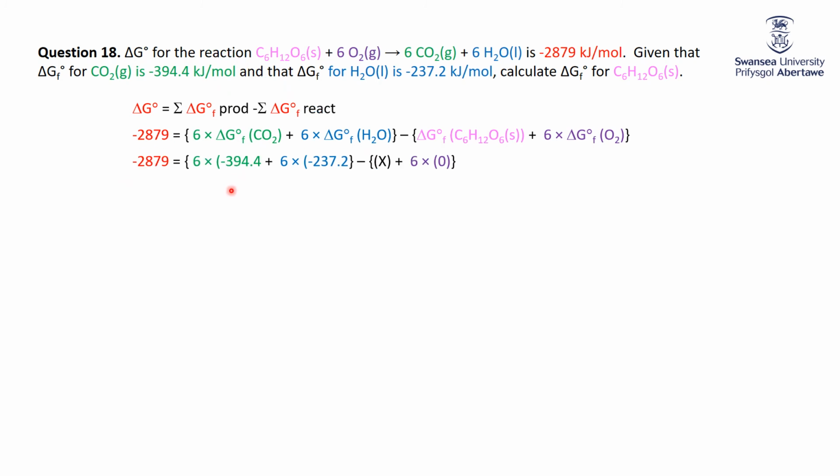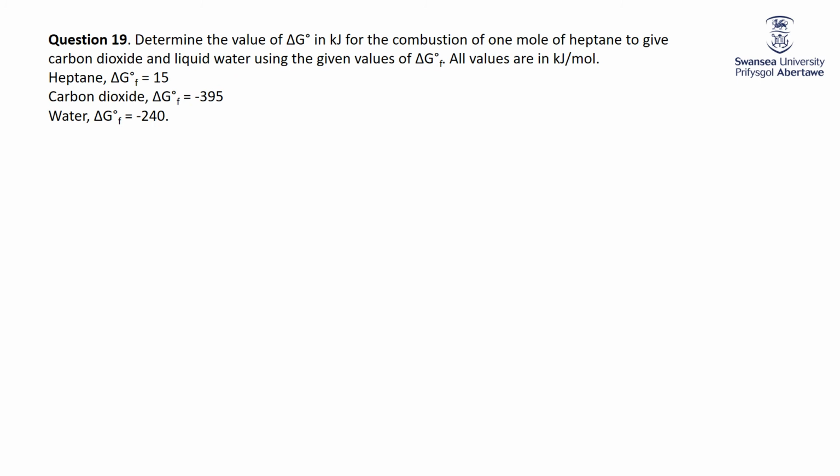Putting in the values, because of course we were told CO2, we were told water, we weren't told glucose, we weren't told oxygen either, but oxygen O2, element in its natural state, delta G of formation is 0. So rearrange everything, X, which is the delta G of formation of glucose, minus 910.6 kilojoules per mole. Determine the delta G of formation for the combustion one.